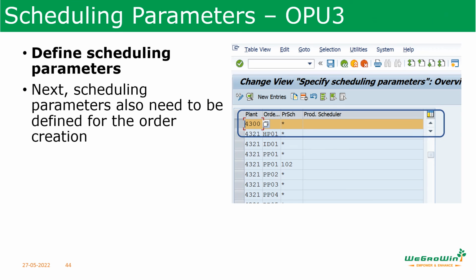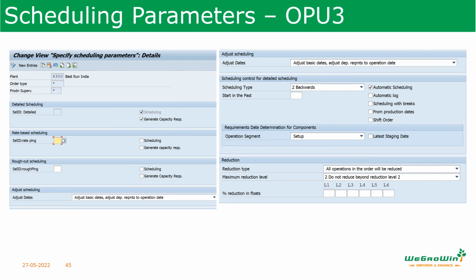Next, we'll talk about scheduling parameters for the order types. Here, how scheduling has to be carried out. For example, whether the order type should have backward scheduling, forward scheduling, backward then forward, or forward then backward, and whether it has to be automatic scheduling. All these things are triggered here. Sometimes we have to do the scheduling manually. But if you select the automatic scheduling parameter here, the system will do the scheduling when you are creating the production order itself.